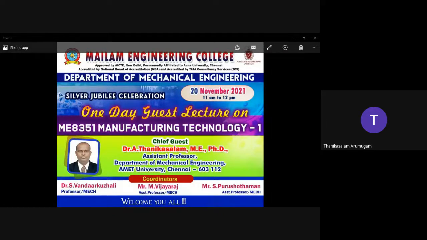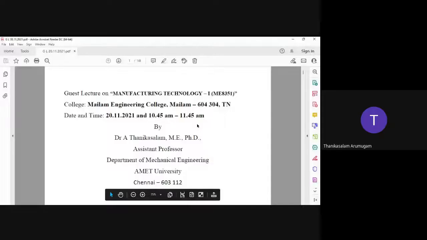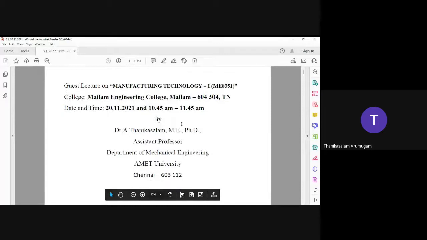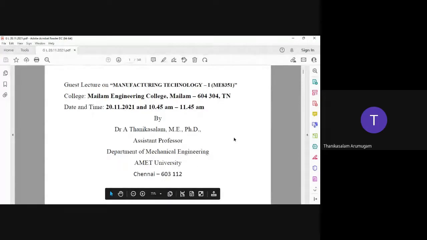You see the olden weapons, only sharp edges. So here manufacturing means converting raw material into a product, the original product. Okay, I'm sharing my PPT. Sir, is it visible? Yes, sir.